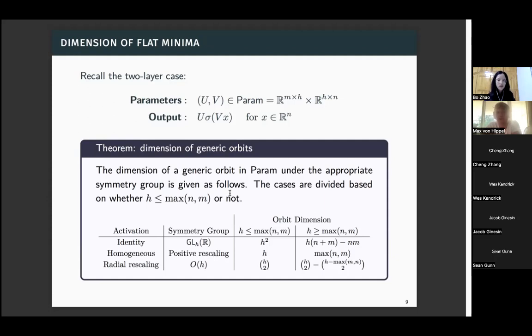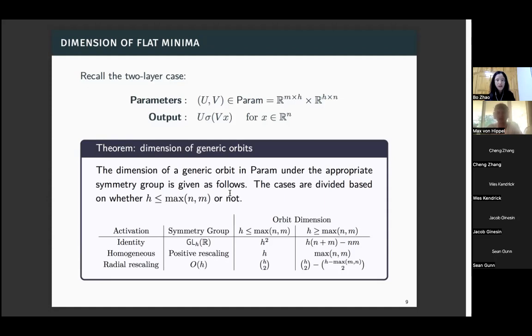The first one is homogeneous activations. These are activations that allow for a rescaling symmetry. So you can scale V by some positive number, and then sigma(Vx) will be scaled by the same number. In short, the symmetry group is the positive rescaling group, which is the set of matrices that have positive diagonal entries and zero everywhere else. The group dimension here is h, and again, the orbit dimension is either h or a smaller number, n or m.